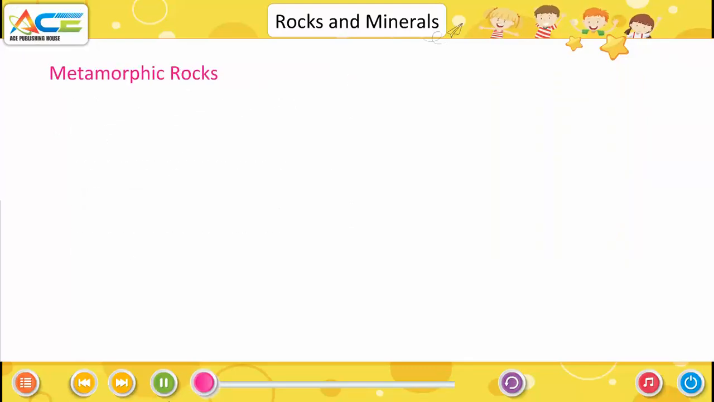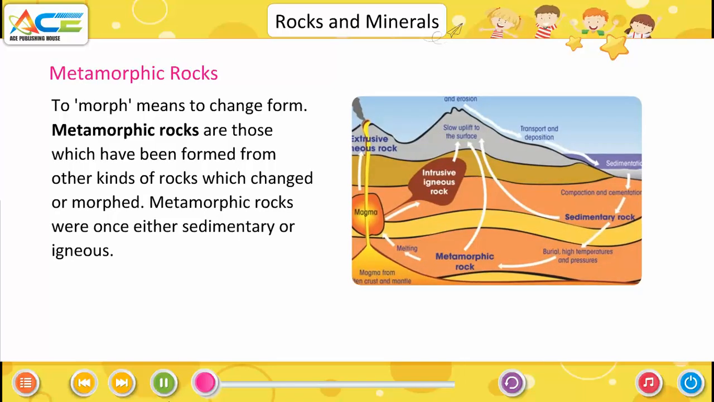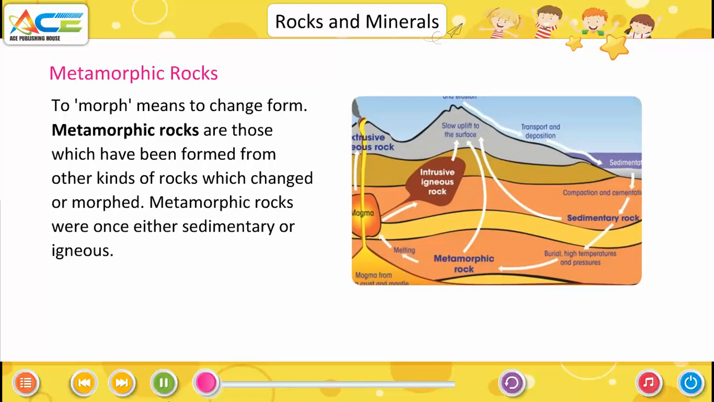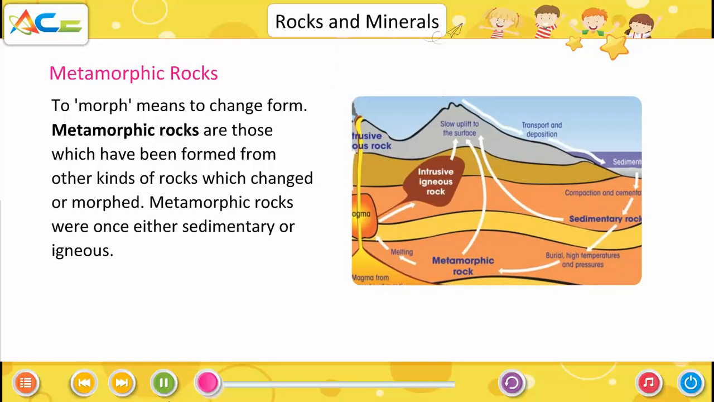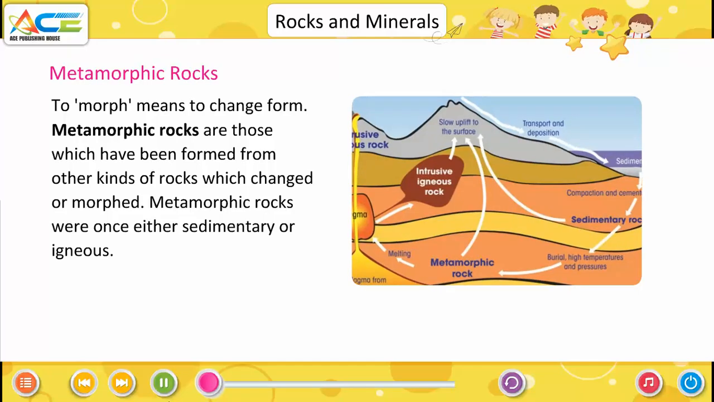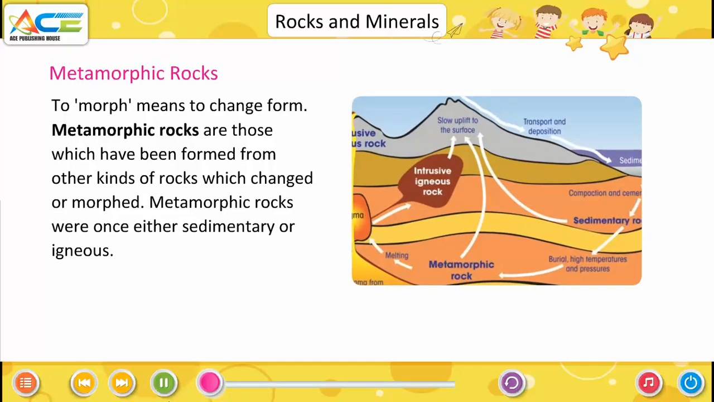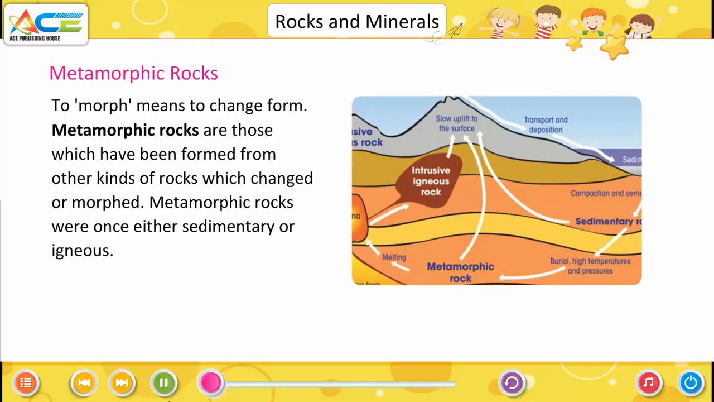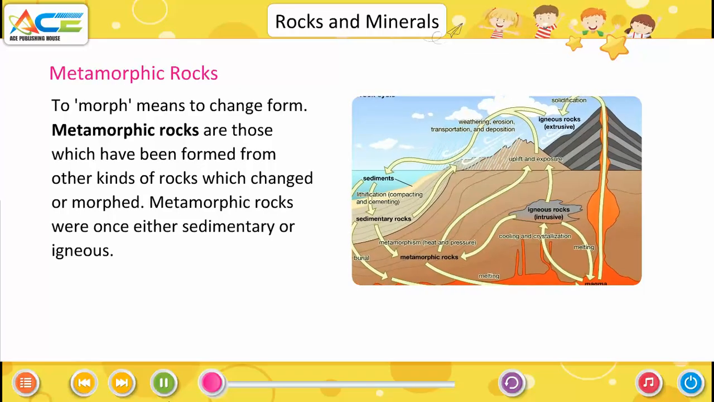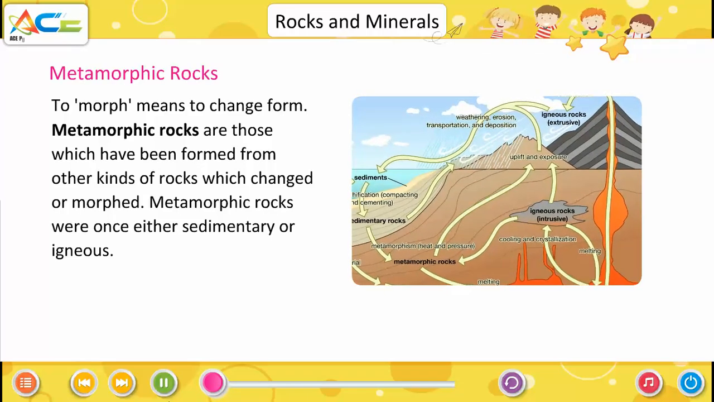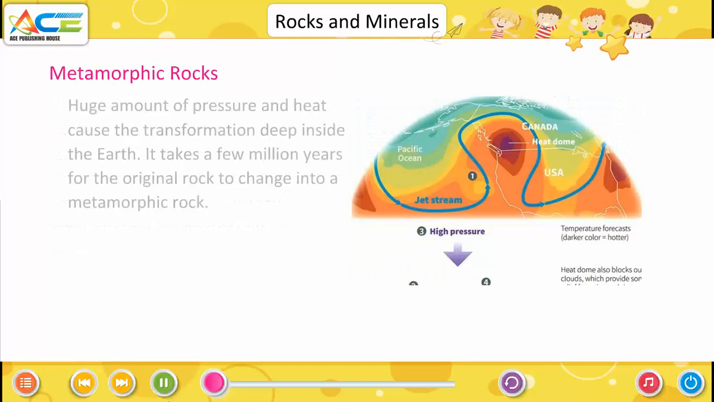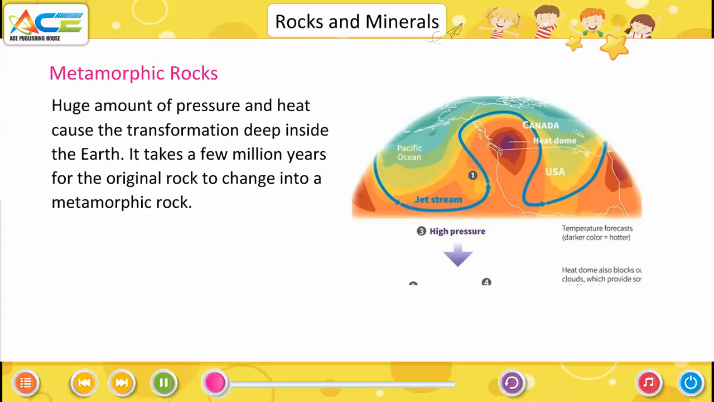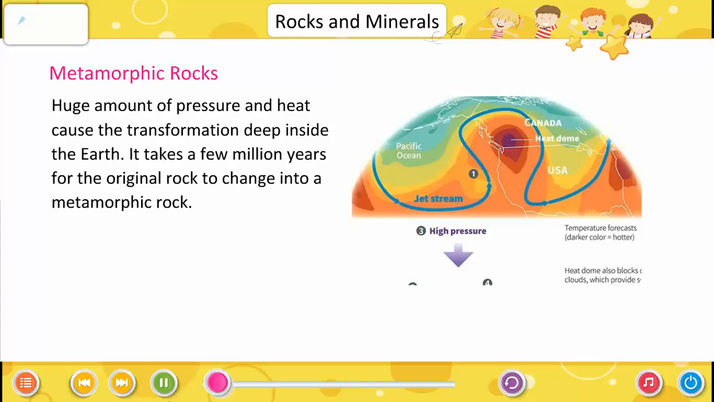Metamorphic rocks. To morph means to change form. Metamorphic rocks are those which have been formed from other kinds of rocks which changed or morphed. Metamorphic rocks were once either sedimentary or igneous. A huge amount of pressure and heat caused the transformation deep inside the earth.